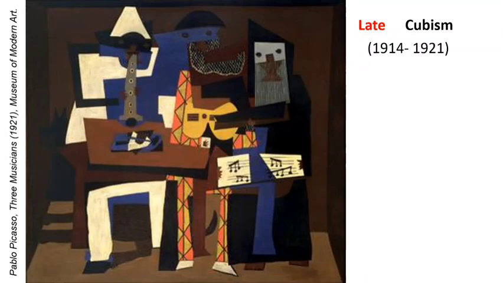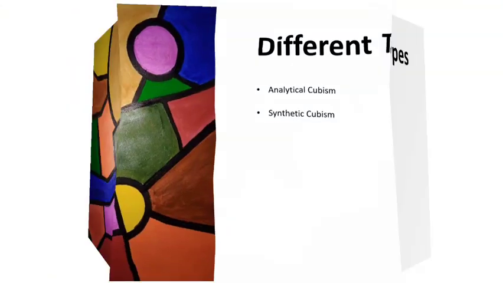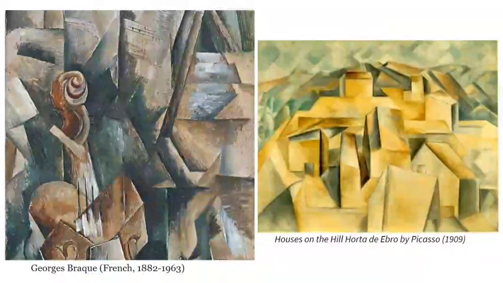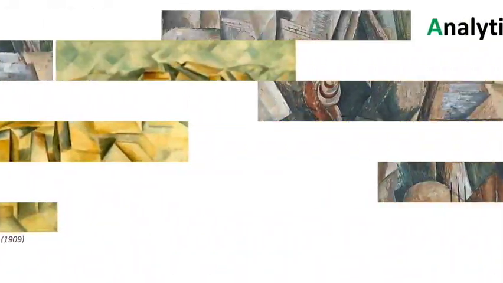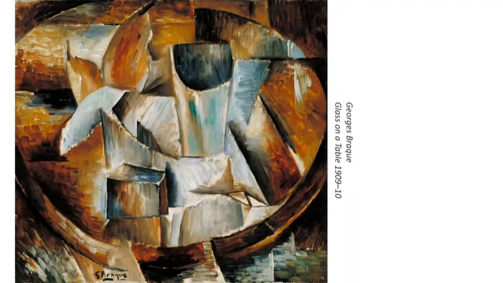There are mainly two types of Cubism. First is analytical Cubism and second is synthetic Cubism. Analytical Cubism: the first stage of the Cubism movement was called Analytical Cubism. In this style, artists would study or analyze the subject and break it up into different blocks. They would look at the blocks from different angles. Then they would reconstruct the subject, painting the blocks from various viewpoints.